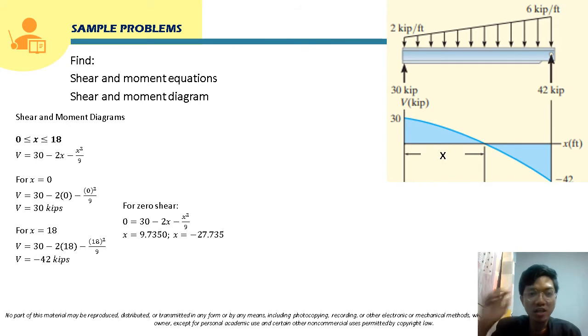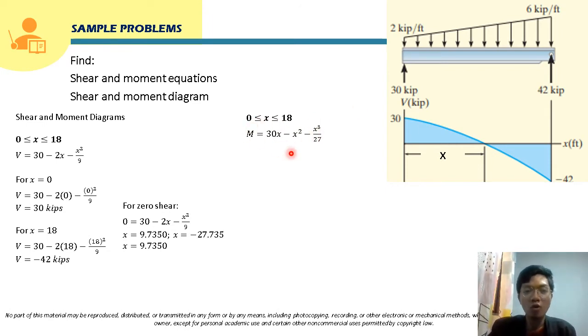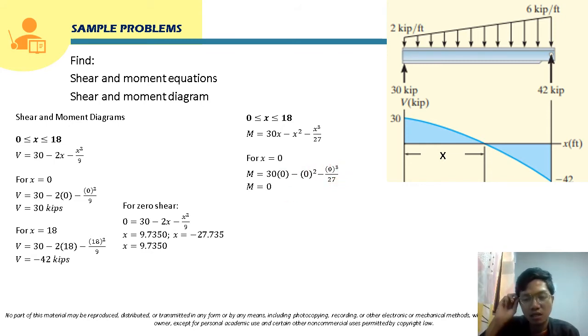From here, class, this is already the shear diagram. Now, for the moment diagram, of course, we are going to use the moment equation. This is the established moment equation, class. To plot the moment diagram, we start with x equal to 0. We substitute 0 to all the variables x here, so this becomes 30 times 0 minus 0 squared minus 0 cubed over 27. In this case, the moment is just 0.